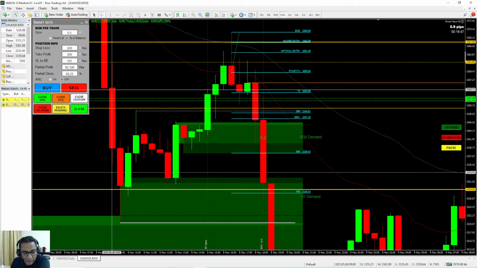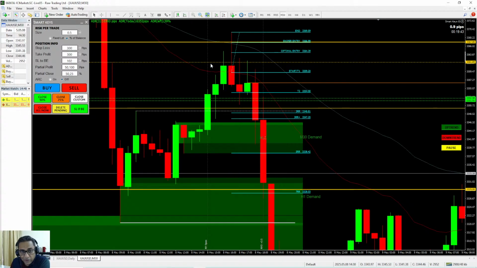IC Markets 9 a.m. server time. That was the 4-hour candle high. I said if this candle closes bearish, that means we're probably going to reverse, tap that area, and push down. But if it closes bullish, look to buy, and I gave two levels, right?